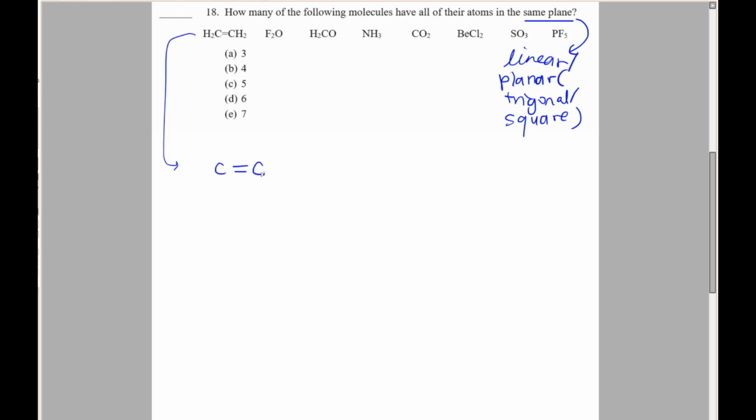18. How many of the following molecules have all of their atoms in the same plane? So plane, same plane, that just means linear or planar. So that could be trigonal planar or square planar configuration for the molecular shape. So we just have to go through all of these and pretty much draw out the Lewis structures to figure that out. So for this first molecule, we already sort of see it in a Lewis structure. So we have a good hint. It's going to look something like this. The only change we're making is we're actually drawing out the carbon and hydrogen bonds.